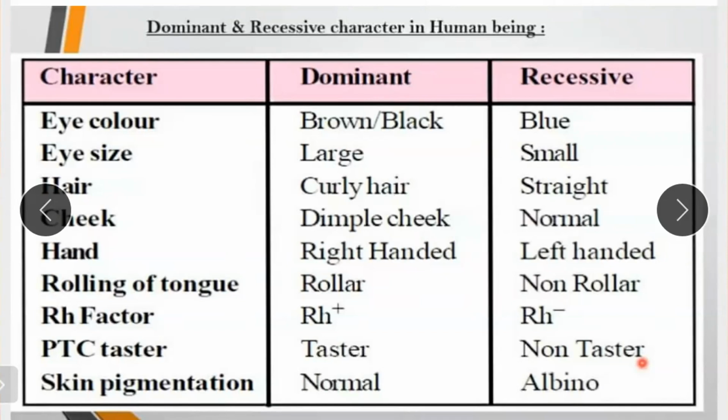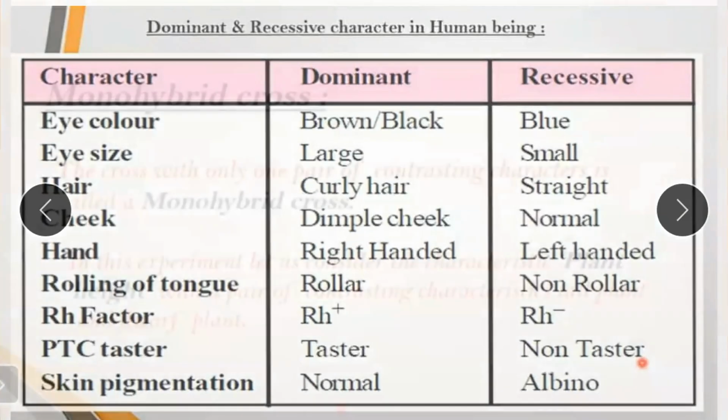What about the hand? Most of the people are right-handed, and most rarely we can see left-handed persons. Rolling of the tongue: mostly people can roll their tongues, but in recessive, most rarely persons have non-rolling tongues. What about the PTC taster and non-taster? Then skin pigmentation: the skin color in dominant is normal, but in recessive, it is albino. Okay, this is all about the human being.